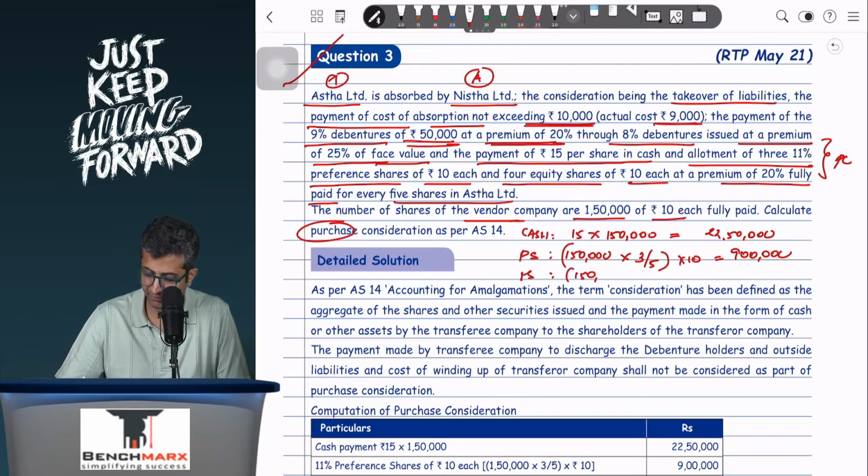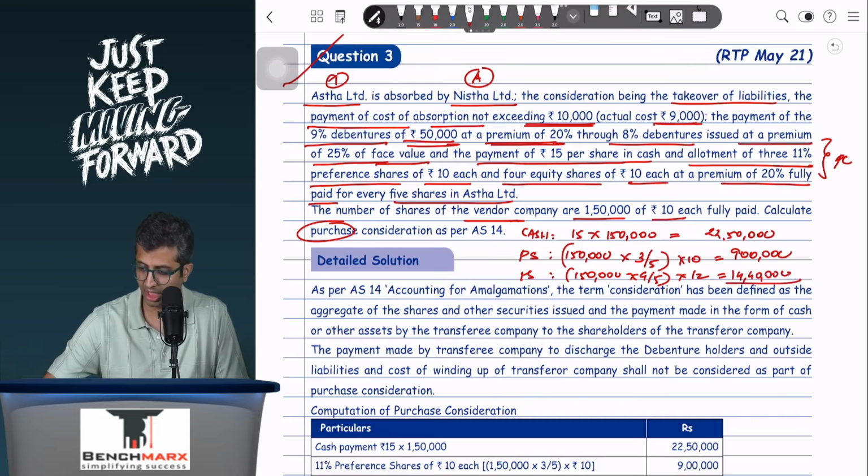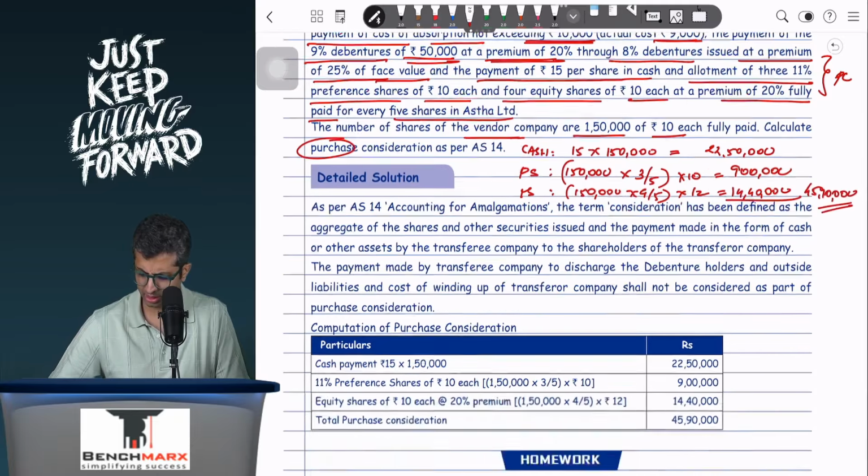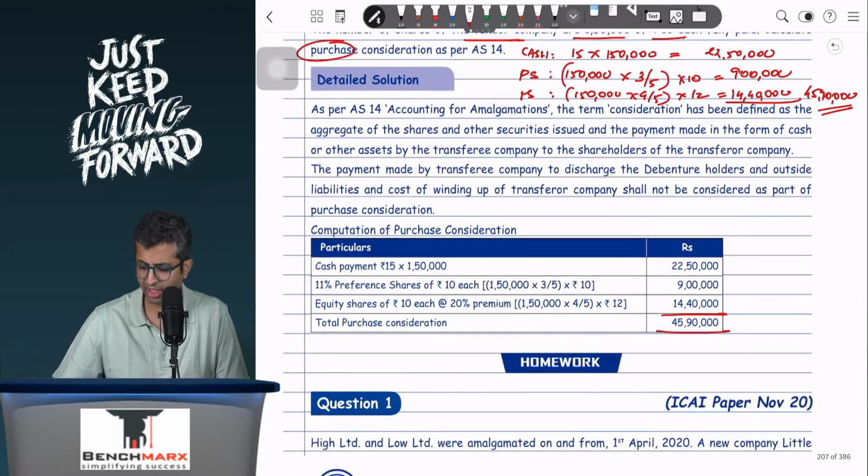That is 1,50,000 into, I believe, 4 by 5, and hence this comes to, I think, 1,20,000 shares, and this is at 12 rupees. 12 rupees at a premium of 20%. So 10 rupees becomes 12 rupees. So this will be what? 1,20,000 into 12 comes to, I think, 14,40,000. And hence if I total all of these, plus 9 plus 22.50, 45,90,000. So this will be 45,90,000. Are we clear with this?